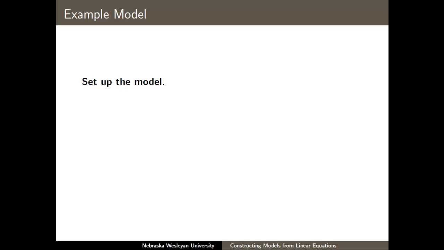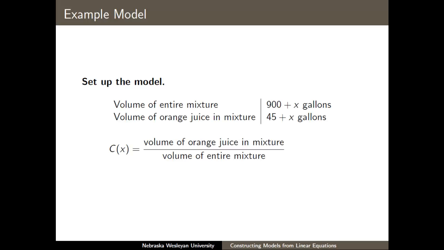And then we can set up the model. We already said that the concentration should be the volume of orange juice in the mixture divided by the volume of the entire mixture, and we have algebraic expressions for both of these. And so I come up with a model of (45 plus x), that's the volume of orange juice in the mixture, divided by (900 plus x), that's the volume of the entire mixture.